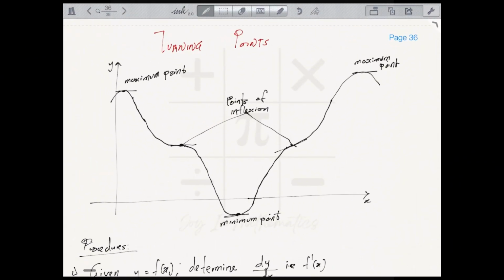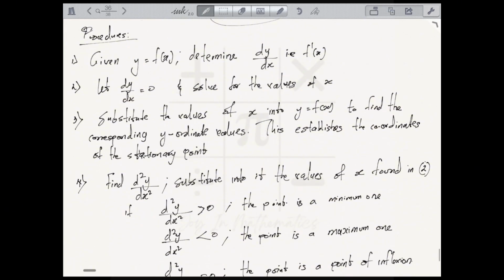Now there are three forms of stationary points. We have the minimum point, as you can see here. We have the maximum point, and we also have the point of reflection. Okay. Now the question is, how do we go about determining the nature of each stationary point or each turning point?